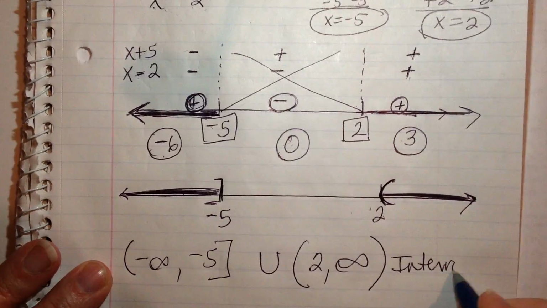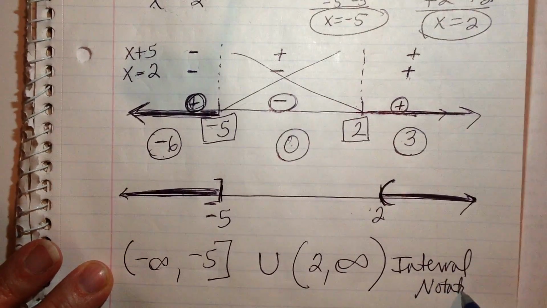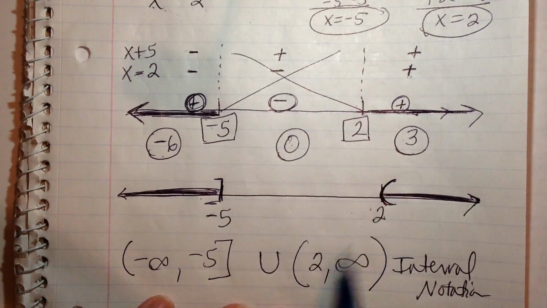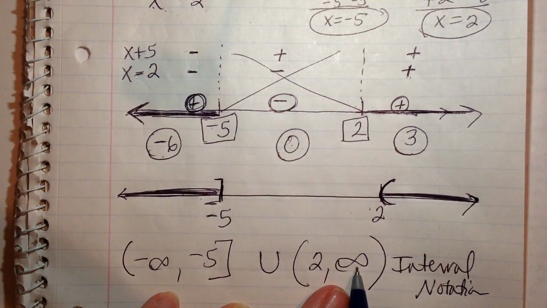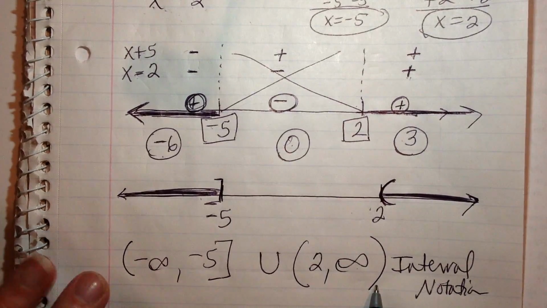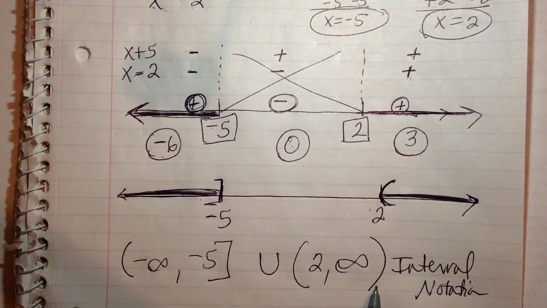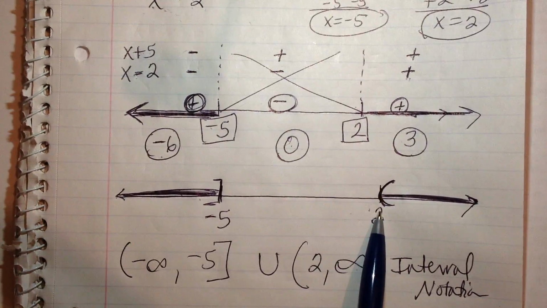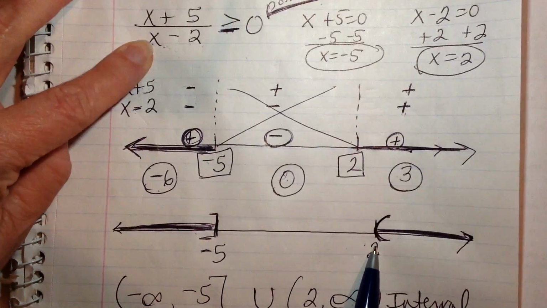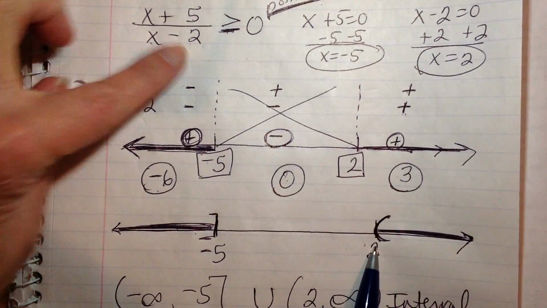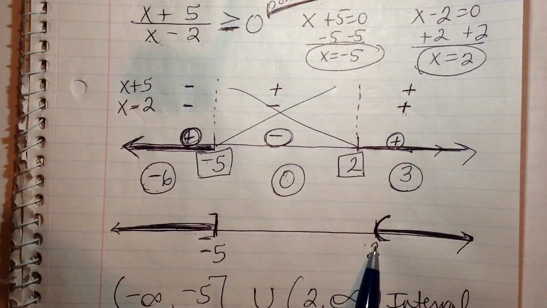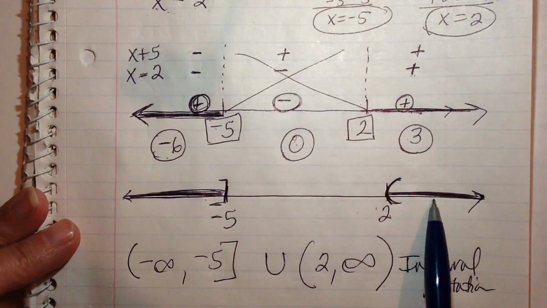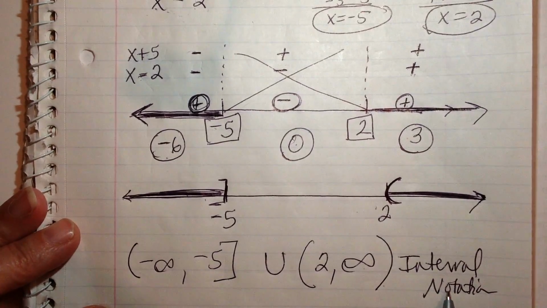Here's my answer in interval notation. From negative infinity to negative 5 with a bracket, union 2 to positive infinity with parentheses. Even though the original problem had an equal to sign in it, we cannot put a bracket at 2 because 2 is in the denominator. If 2 plugged into the denominator, 2 minus 2 would give you 0. And you can never include a number that causes the denominator to become 0. So here's your graph of the final answer, and here's interval notation of the final answer.